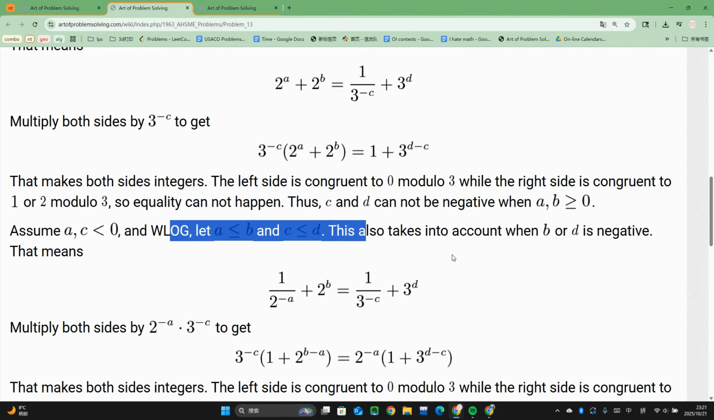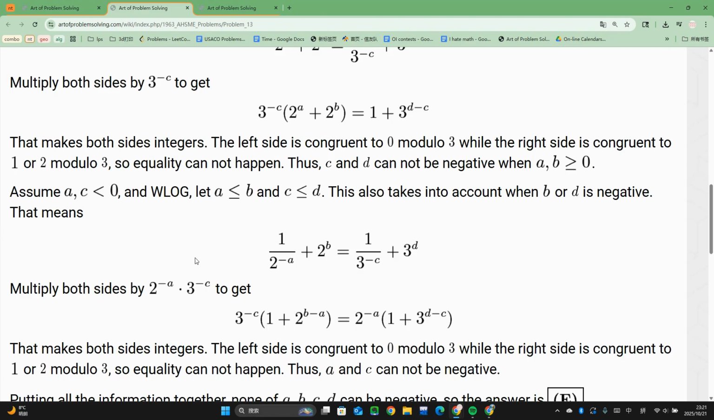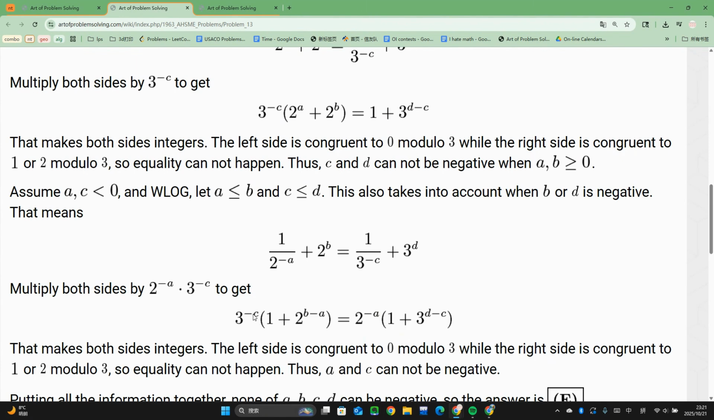and B and D can also be negative, but they don't have to be. So this time we use the exact same trick, in which we pull the fraction onto the denominator and negate them, and then we multiply both sides, however, this time by 2 to the negative A times 3 to the negative C, and then we get this thing. So this makes both sides integers, obviously, because the negative of a negative exponent makes it a positive exponent.